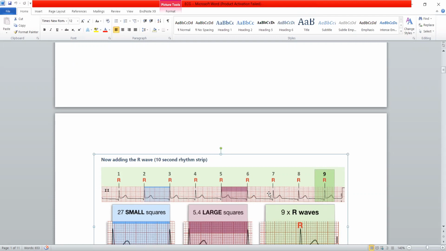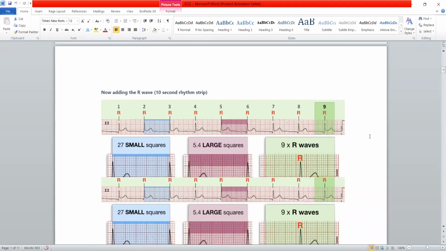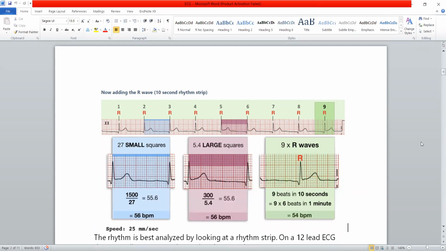So after calculating the heart rate, we see the rhythm of the heart, whether it's regular or not. If the P wave is present, then it is sinus rhythm. And if the RR interval is regular, then we call it normal sinus rhythm. And there is only one condition in which there is an irregular heart rate or irregular rhythm, that is atrial fibrillation.